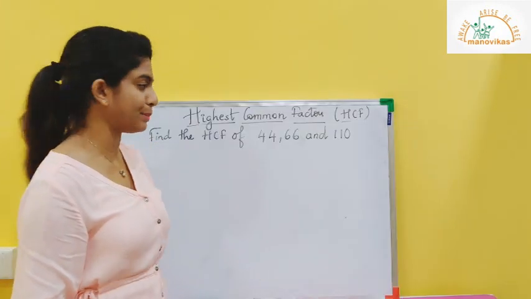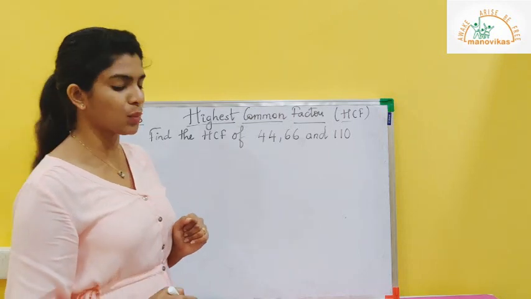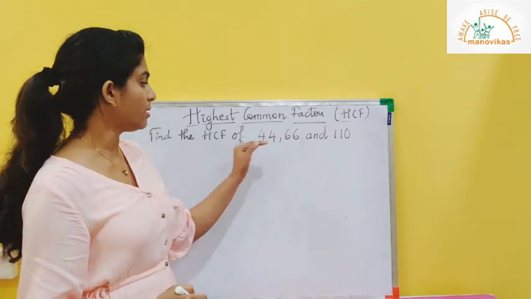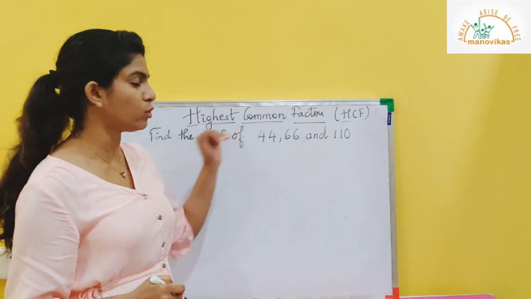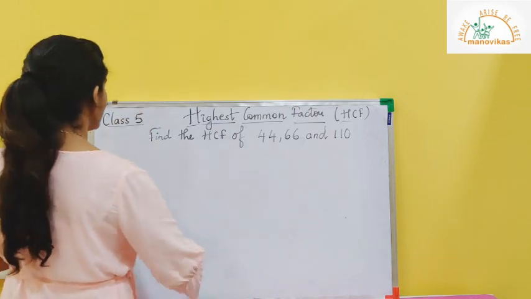Let's take one more example. Find the HCF of 44, 66, 110. Now here there are 3 numbers and we have to do a prime factorization of all these numbers. The first number is 44.